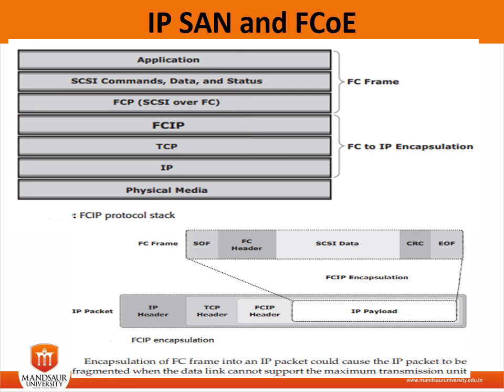This encapsulation of an FC frame into an IP packet could cause the IP packet to be fragmented when the data link cannot support the maximum transmission unit, that is the MTU size, of an IP packet. So the IP packet is fragmented, and the required part of the header must be copied to all fragments. When the TCP packet is segmented, normal TCP operations are responsible for receiving and resequencing the data prior to passing it on to the FC processing of the devices.